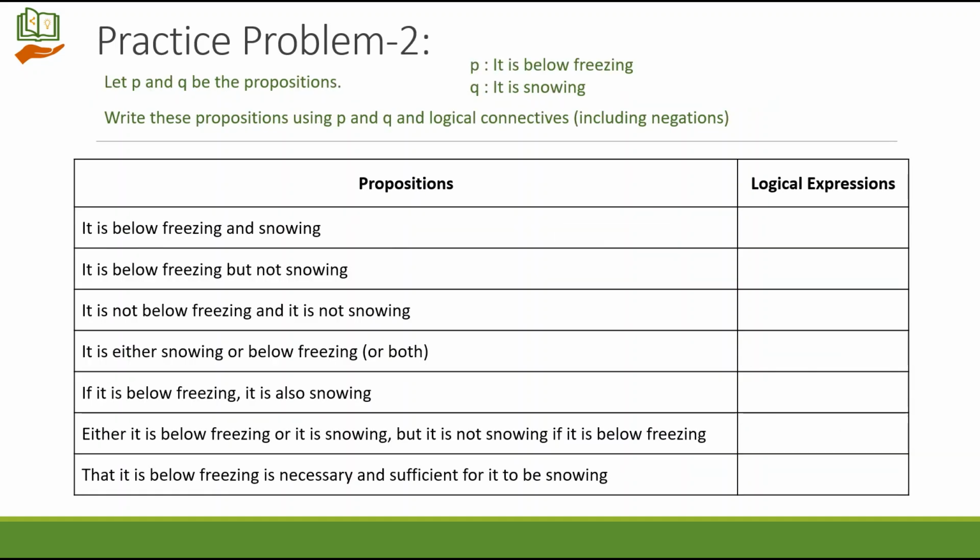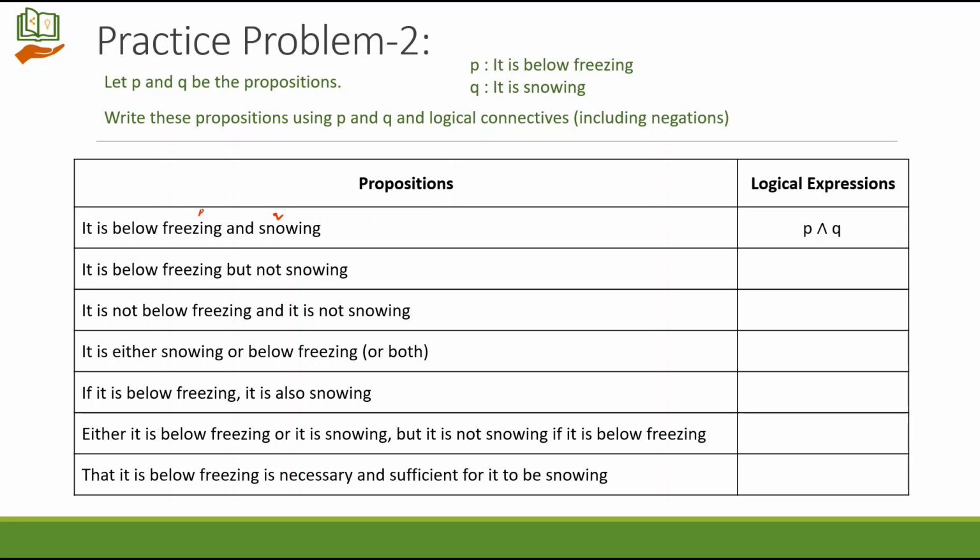Next question. Let P and Q be the propositions. The P proposition will be "it is below freezing" and the Q proposition will be "it is snowing." Write these propositions using P and Q and logical connectives. You can include negations also. When you write it in English, it will be like "it is below freezing and snowing," but in general it is actually "it is below freezing and it is snowing." So here this is P and this is Q, and it is connected by the and connective. So what will be the expression? P conjunction Q.